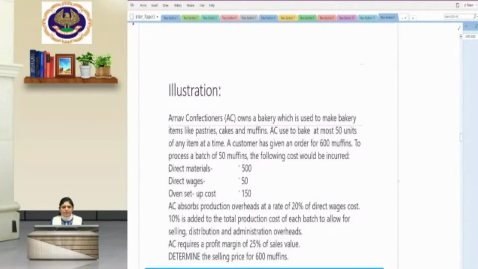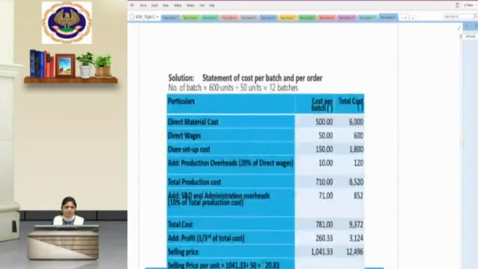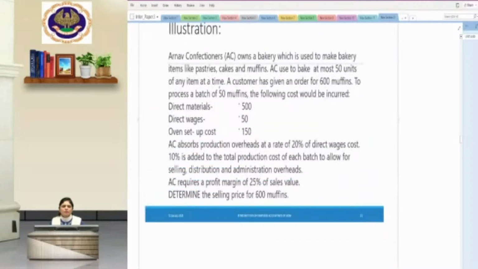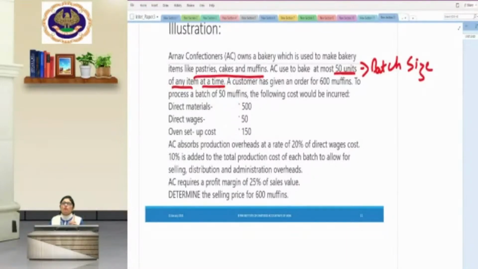So without wasting any time, we'll just go to this illustration. All right. Let us try to understand this illustration. Arnav Confectioneries owns a bakery which is used to make bakery items like pastries, cakes, and muffins. AC is used to bake at most 50 units of any item at a time, in one lot. How much is the batch size? So 50 units is the batch size. It is called the batch size. Clear? So in one batch, in one lot, 50 units will be manufactured together.